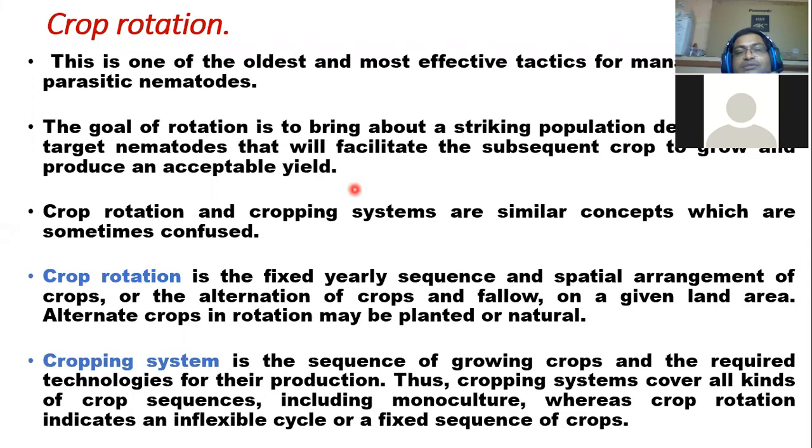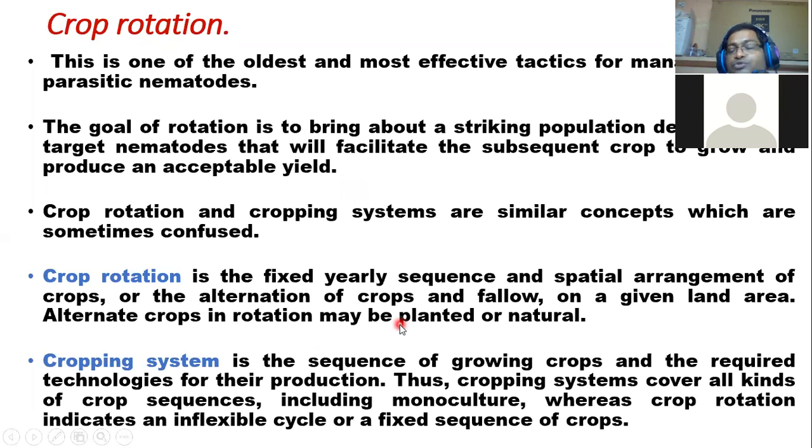If you are changing the crop, crop rotation means you are changing the host. If the host is not compatible for the nematodes, then these nematodes will die due to starvation. So that will reduce the population considerably. You can expect considerable changes in the nematode population.